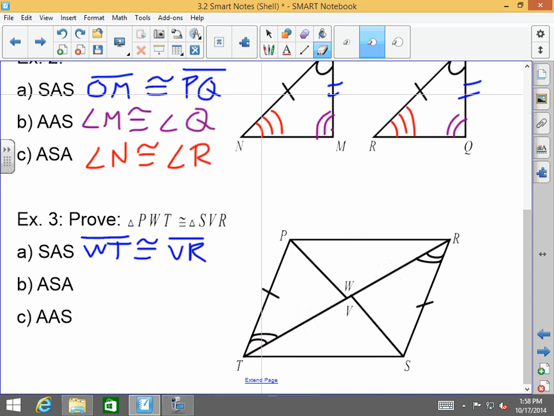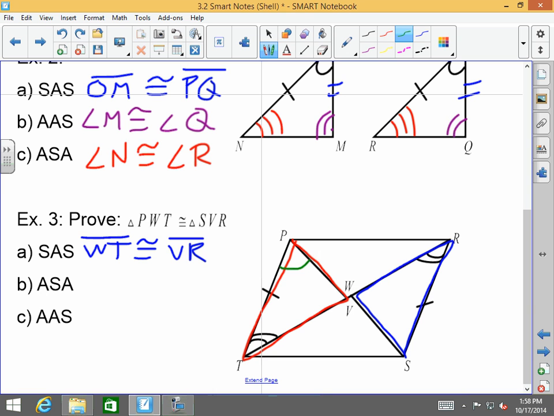All right. Now, if I want to prove again, let's focus on what we're proving here, gentlemen. We're proving that triangle PWT is congruent to SVR. Okay? There is a gap between W and V. Okay, so how are we proving with angle, side, angle, sir?